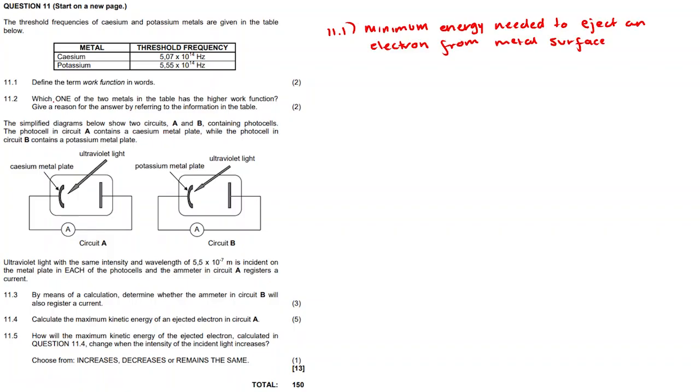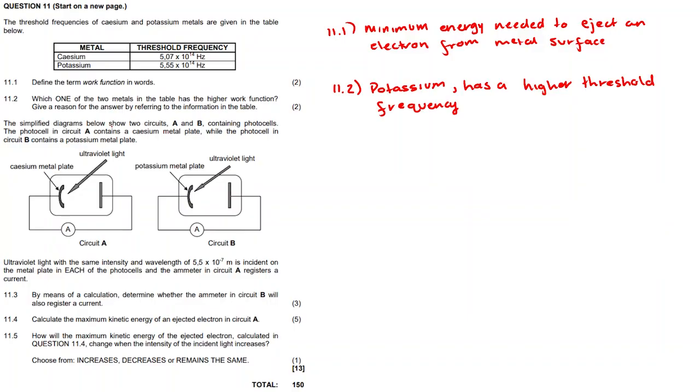Question 11.2. Which one of the two metals in the table has a higher work function? Give a reason for your answer by referring to the information in the table. As we can see in the table, potassium has a higher threshold frequency. Therefore, it will have a higher work function, as the photons that hit the metal surface need to have a high frequency in order to eject an electron. This means that it has a higher work function.